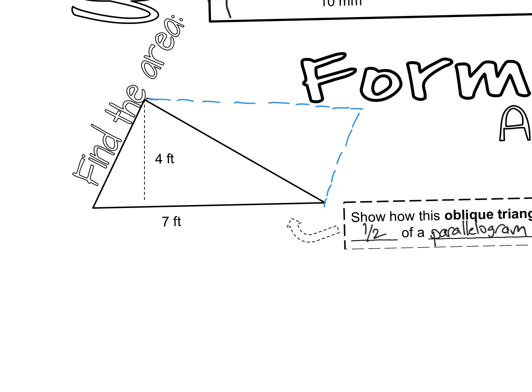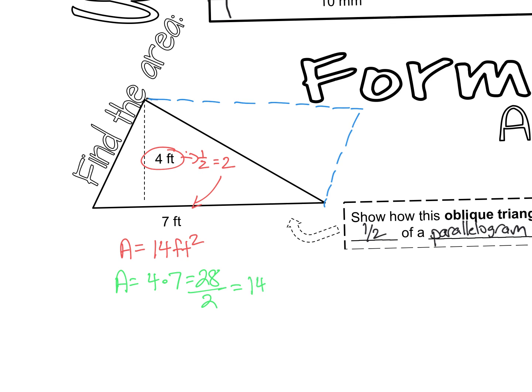To find the area, this time what I'm going to do is I'm going to take half of 4, just because I can do it really easily mentally. So if I take half of this, and now I can just do 2 times 7, so its area would be 14 feet squared. Or if you wanted to look at it a different way, we could have still done 4 times 7, which would be 28, and then take that and divide it by 2, and we would still end up with 14 feet squared. And that is how you find the area of a triangle.